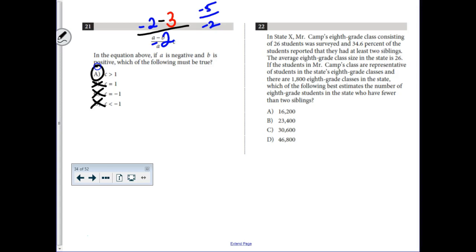So in State X, Mr. Camp's 8th grade class, consisting of 26 students, was surveyed. 34.6% of the students reported that they had at least 2 siblings. So this is a lot of words. This would be a good moment to highlight. The average 8th grade class size is 26.